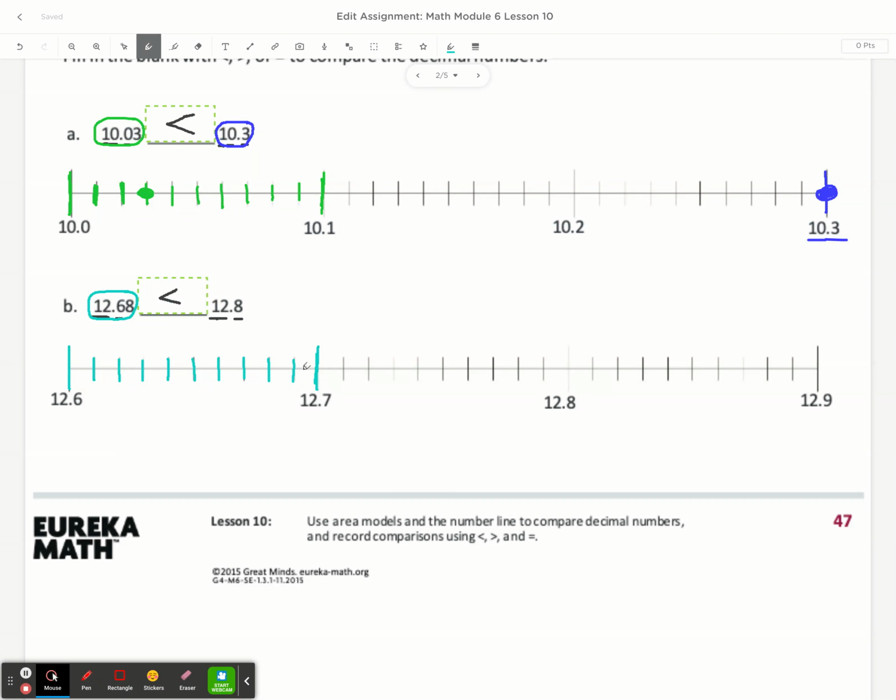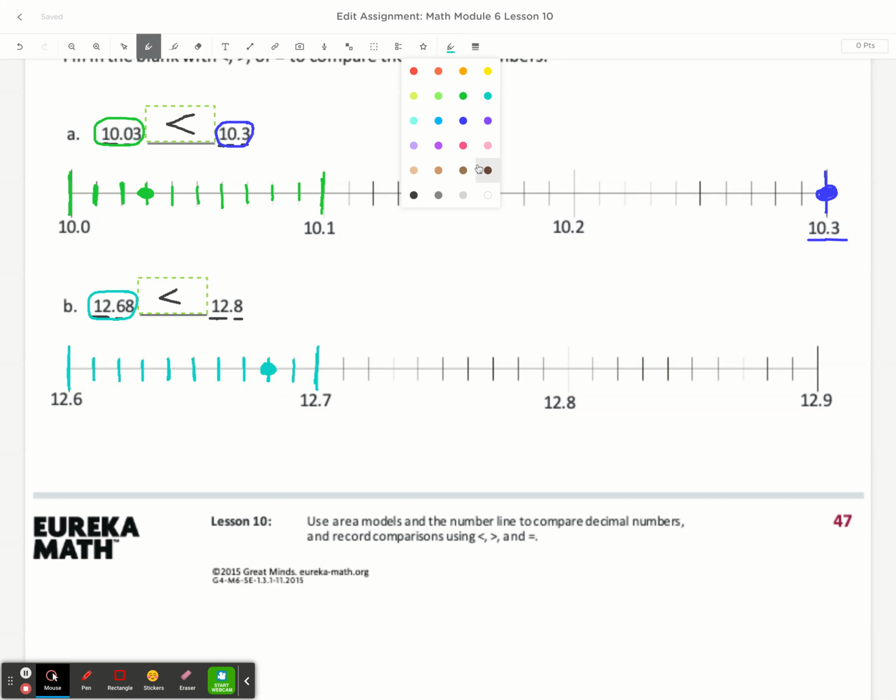I continued counting the whole way just to make sure that what I was thinking was correct. So now I need to figure out where 12.68 would go. Again, I just counted through it, but I'm going to double count one more time. So this first line is 12.6. This would be 12.61, 12.62, 12.63, 12.64, 12.65, 12.66, 12.67, and 12.68. So I'm going to place my dot right there for 12.68.